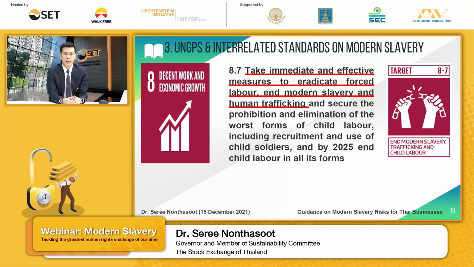In terms of the SDG, or Sustainable Development Goal, it is clearly stipulated in the goal number 7 that human rights is something that everybody, all companies, all agencies will have to prevent, and that also includes forced labor and modern slavery as well. And this is a clear goal that we try to eradicate by 2030.